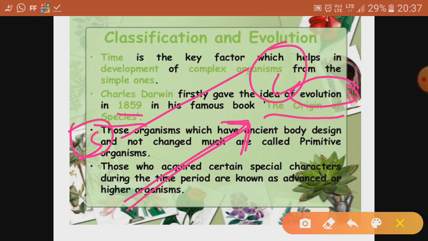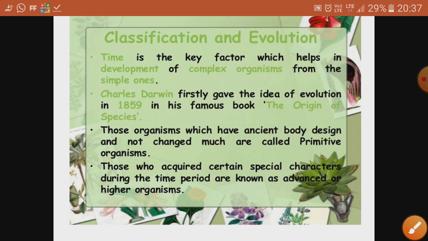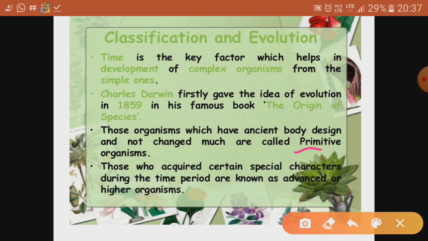Those organisms which have ancient body designs and have not changed much are called primitive organisms. Those which acquire certain special characteristics during the journey of time are called advanced or higher organisms. Some organisms, like bacteria, have not evolved much and have not shown much change, so they are called primitive organisms. Some organisms keep showing changes and variations with time, and they show evolution, so they are called advanced or higher organisms.